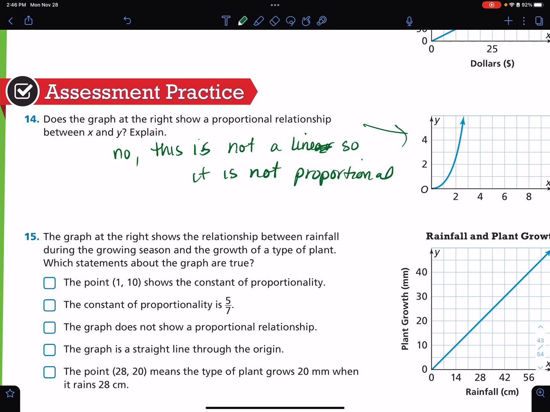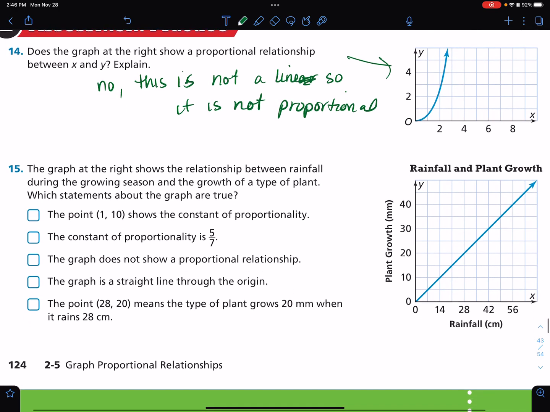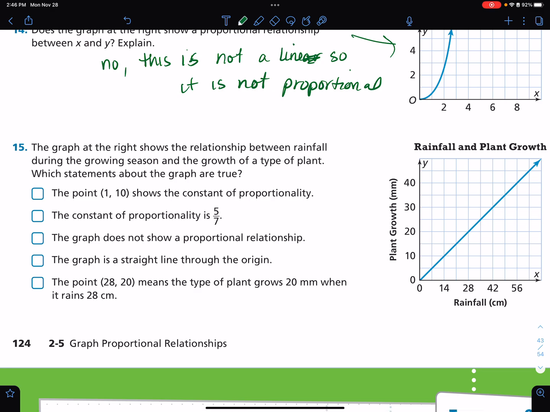All right, the graph on the right shows the relationship between rainfall during the growing season and the growth of a type of plant. Which statements about the graph are true? Well, let's see. The point (1, 10) shows the constant of proportionality. Well, let's see. If I go to 1, well, I don't even know where 1 is. So this is 7. So 1 might be right here-ish. But that's not true because that's not going to be all the way up here at 10. So no, this is not true. The constant of proportionality is 5 over 7.